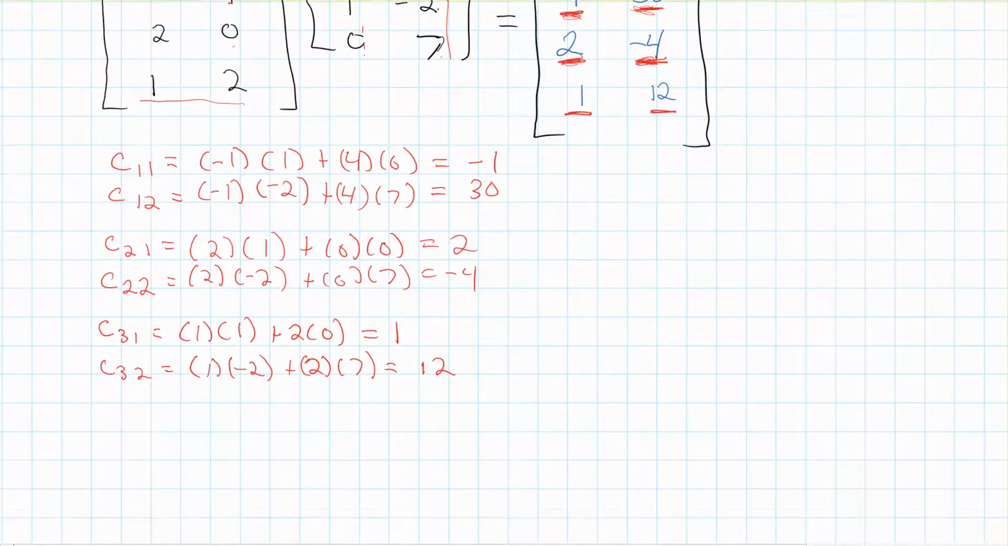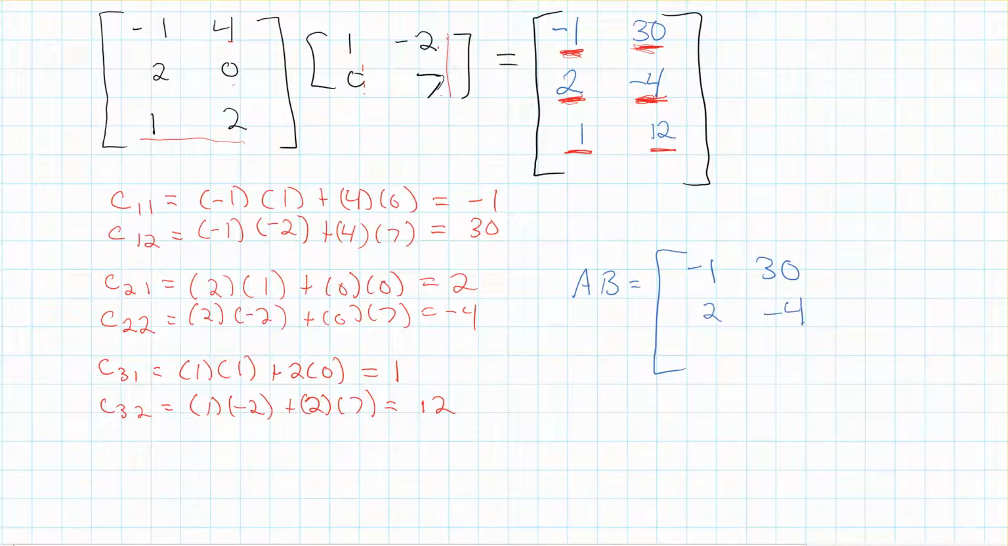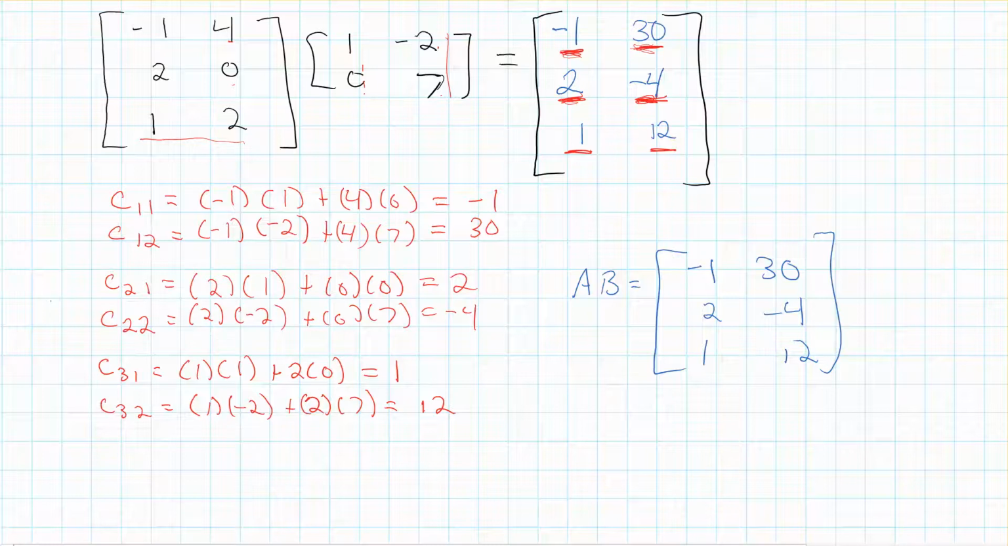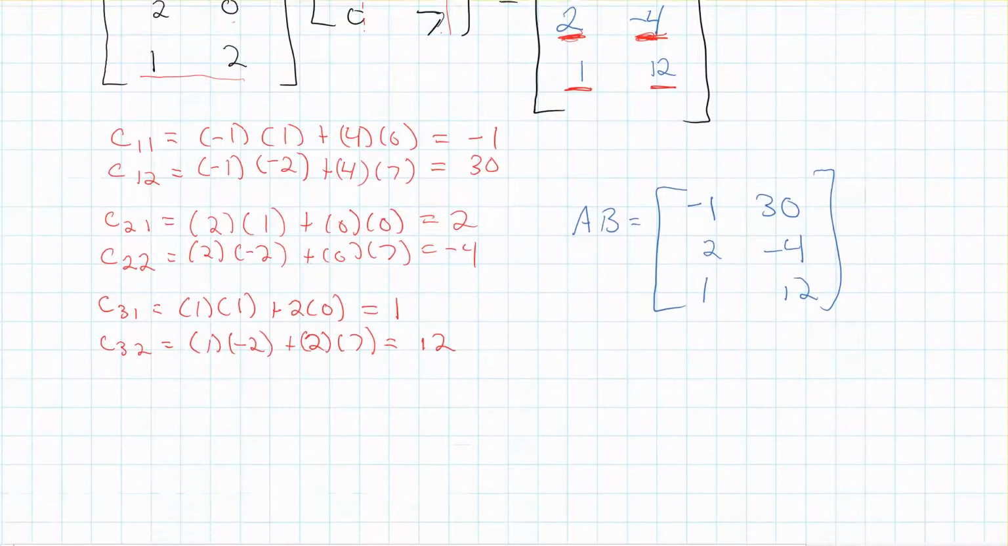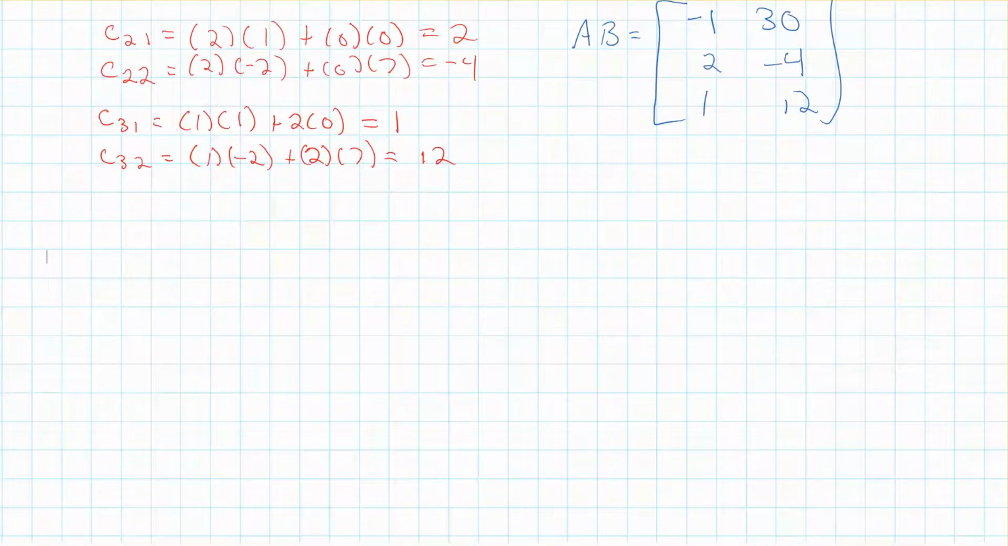So then we have the answer here, and I mean it's sitting right there, but I'll just rewrite it here, that A times B is equal to negative 1, 30, 2, negative 4, 1, and 12. Now, we do expect to see this work for writing these down. So it seems like a lot, but we do expect to see it. And so now we still aren't done with this problem. We have to do B times A. So let's go ahead and do B times A then.